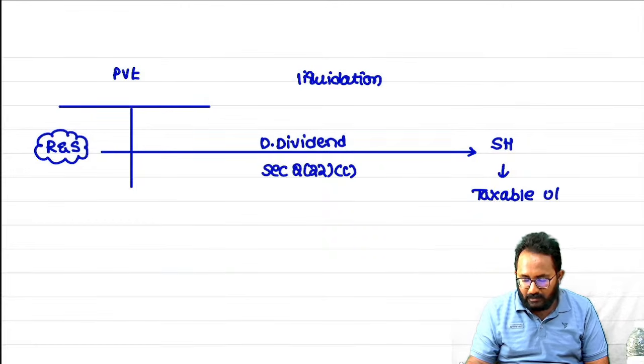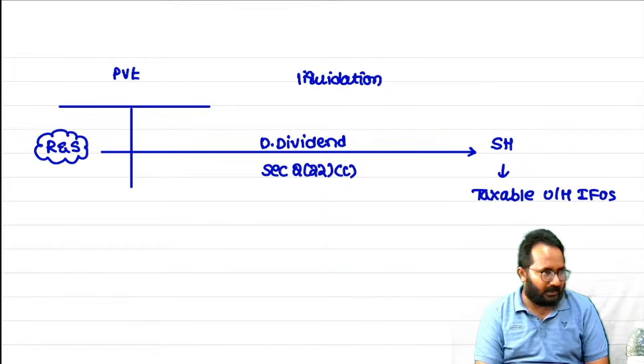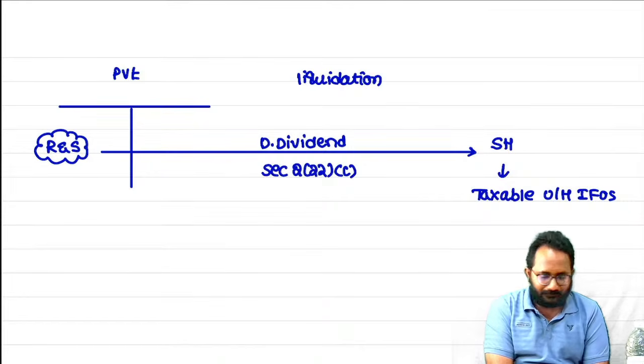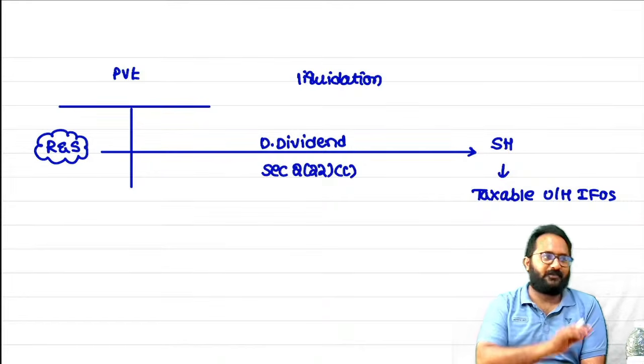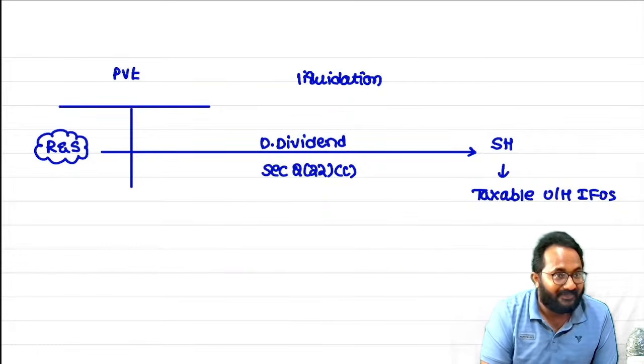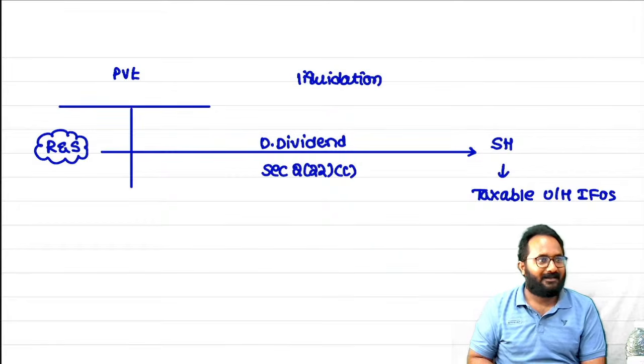Shareholder, under the head income from other sources. You know this point already from any other chapter, just listen carefully. Now, two intelligent fellows are there. They are not liquidating this company, they are converting it into what?